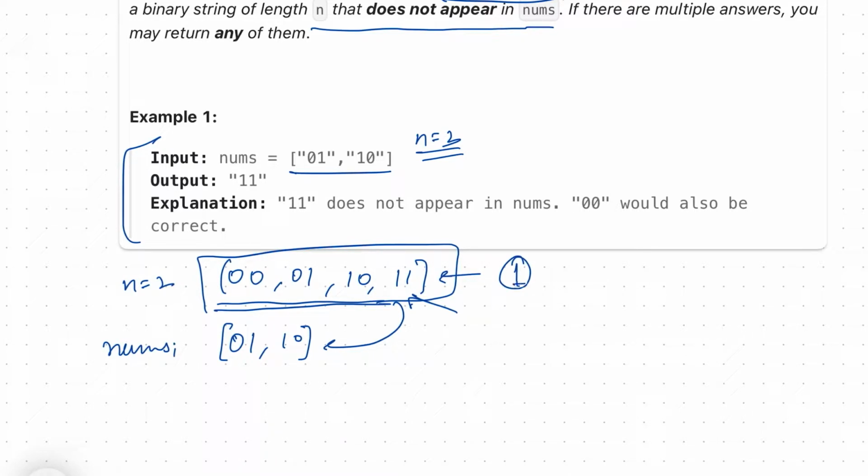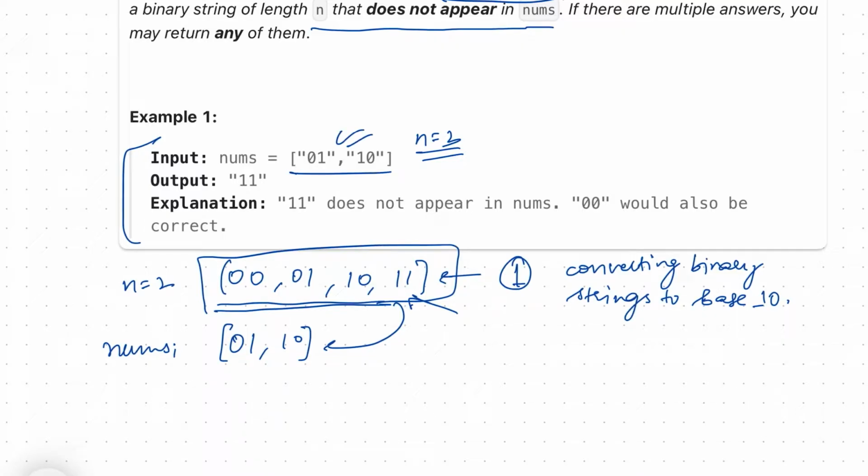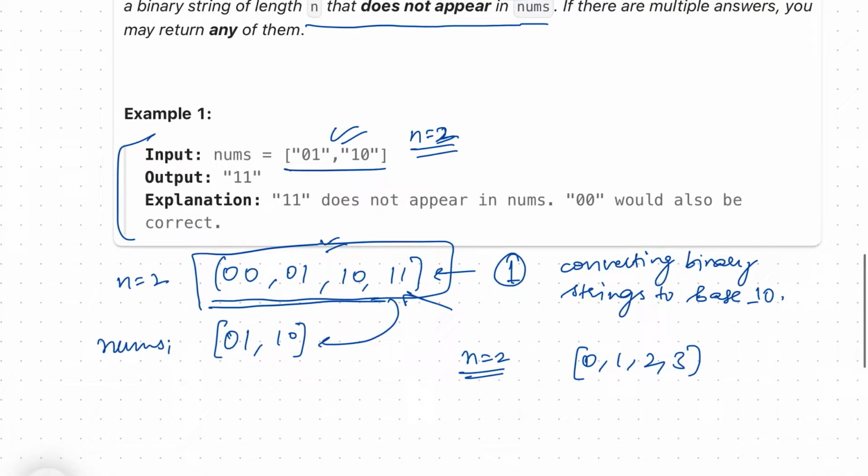So the first approach can be converting those elements to base 10. If we convert those binary strings to base 10, we can directly iterate over the candidate options. For n equal to 2, our values will go from 0 to 3. From binary strings, you can also check 0, 1, 2, 3. So these four are our candidate options, and we can compare these values to the values given in the problem.